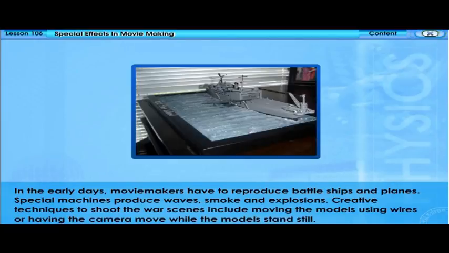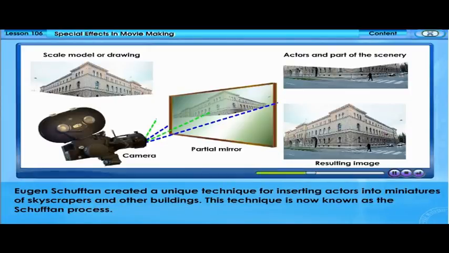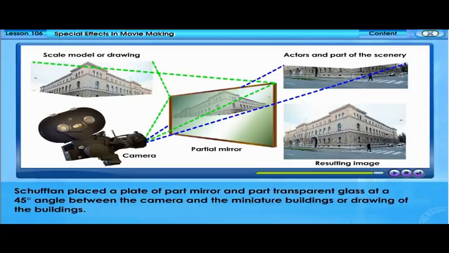In the early days, movie makers had to reproduce battleships and planes. Special machines produce waves, smoke, and explosions. Creative techniques to shoot the war scenes include moving the models using wires or having the camera move while the models stand still. Eugene Shufftan created a unique technique for inserting actors into miniatures of skyscrapers and other buildings. This technique is now known as the Shufftan process.